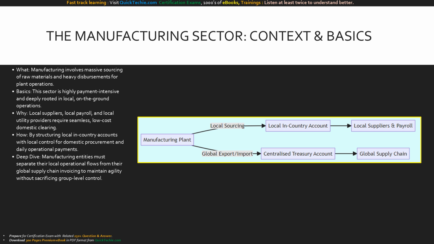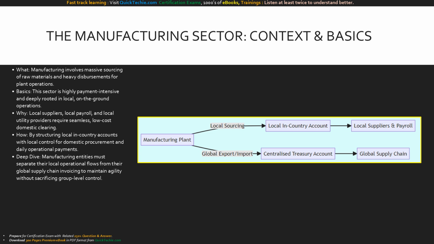Because when you are dealing with local raw material suppliers, factory payroll, and local utility providers, you require seamless, low-cost domestic clearing. Paying a local vendor via an expensive cross-border wire from a central European hub is a waste of money. How do we solve this? We architect local in-country accounts with local control specifically for domestic procurement. Our deep dive reveals that successful manufacturing treasuries physically separate their local operational payment flows from their global supply chain invoicing. This dual approach maintains on-the-ground agility while preserving top-level corporate control.